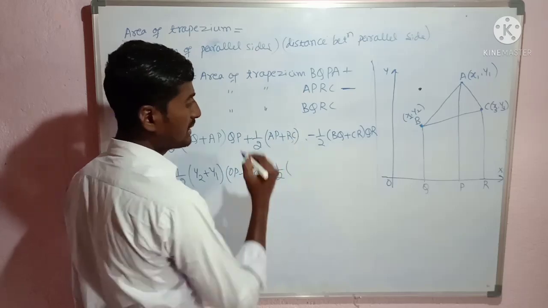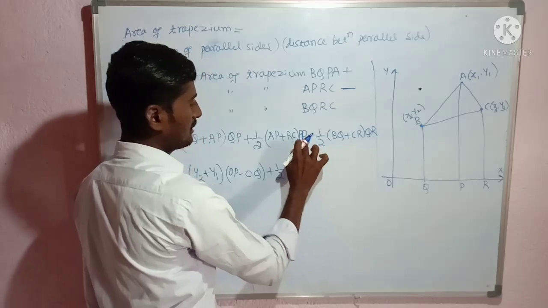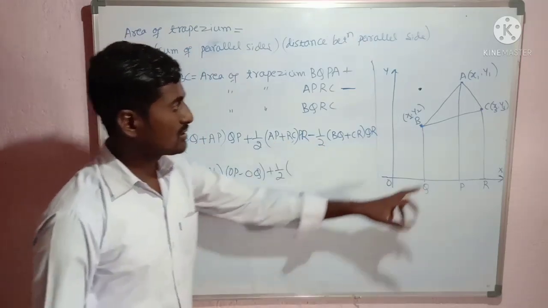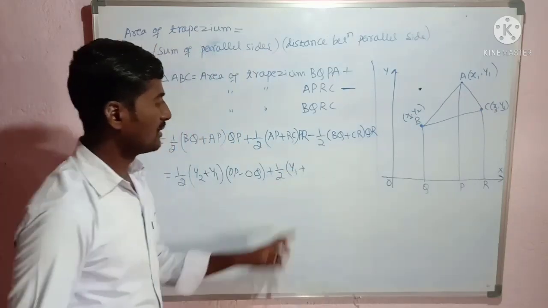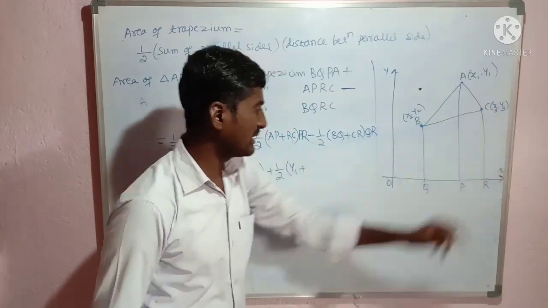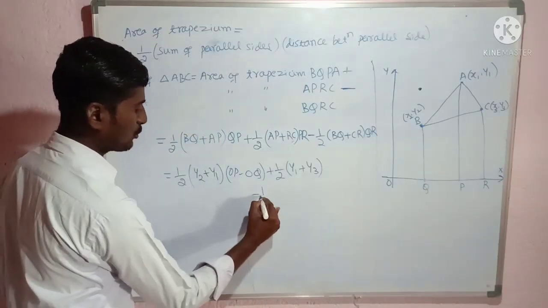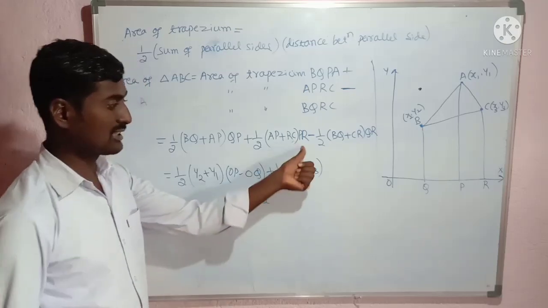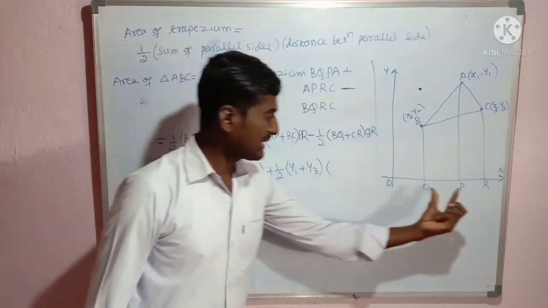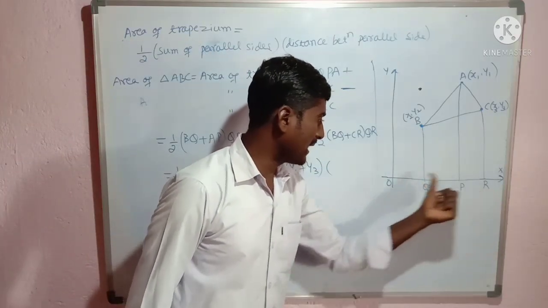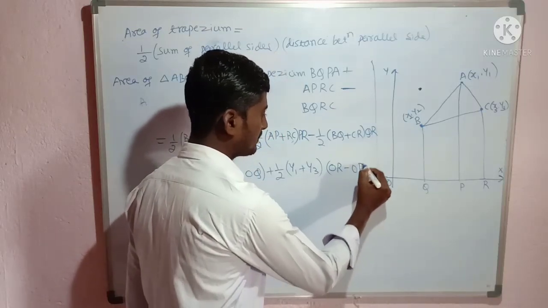AP plus RC into PR it is. Now AP value is how much? That is again y coordinate y1 plus RC y coordinate, that is y3. Then minus 1 by 2 into, sorry, PR is also there. So before that minus PR I should write. PR can be written as OR minus OP. Can I write? OR minus OP.